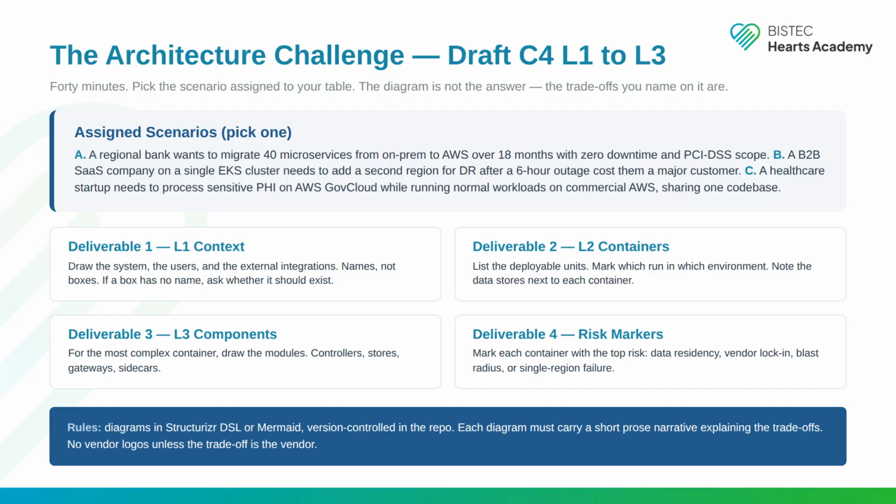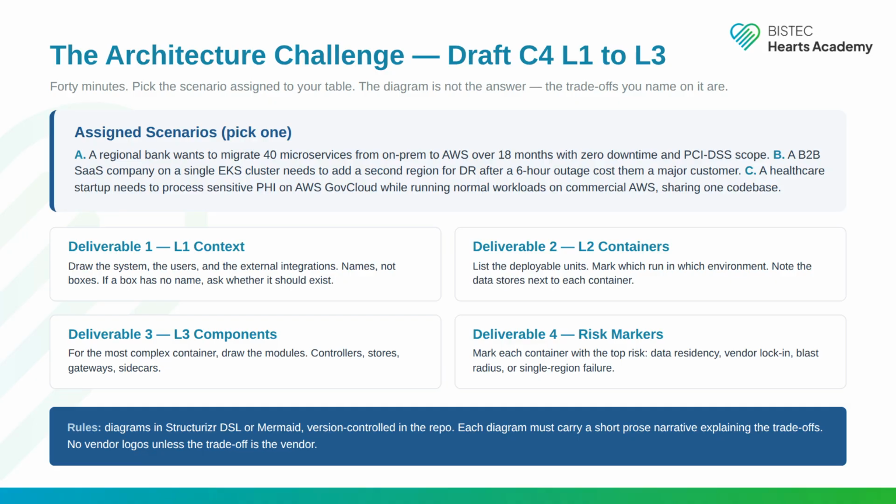Scenario C, a healthcare startup needs to process sensitive PHI on AWS GovCloud while running normal workloads on commercial AWS, sharing one codebase. The constraint is regulatory and forces a split in the data tier and identity plane. One codebase, two operating environments.